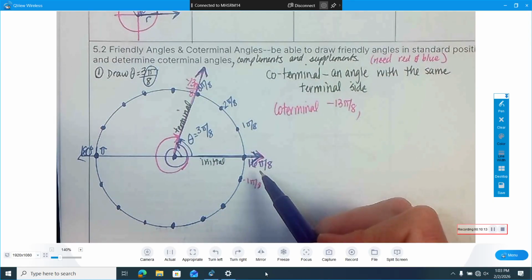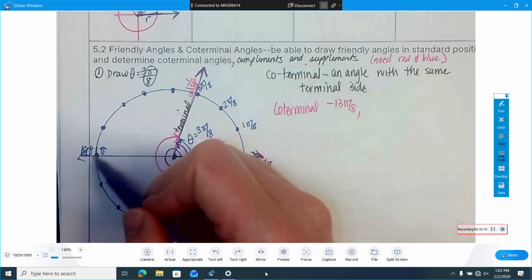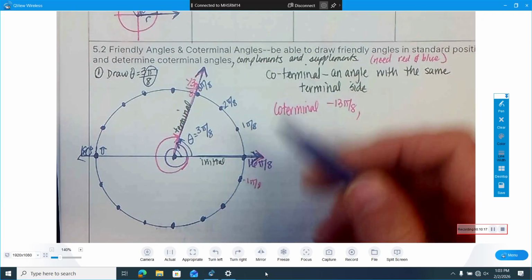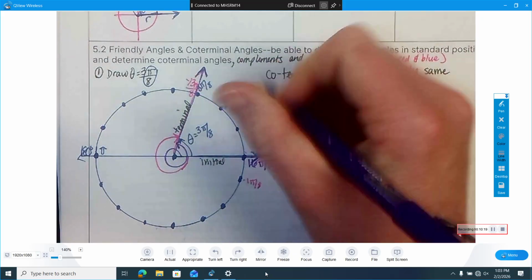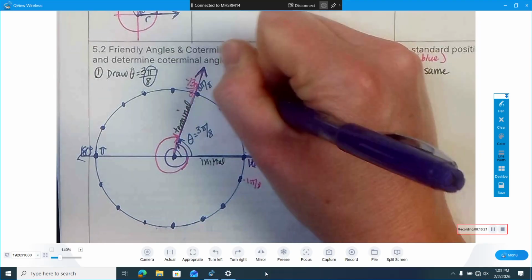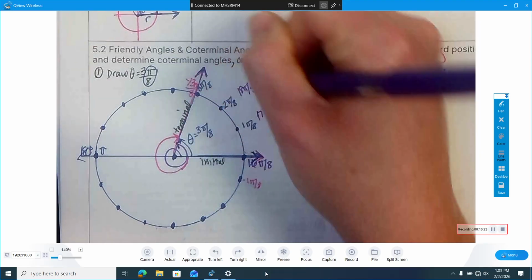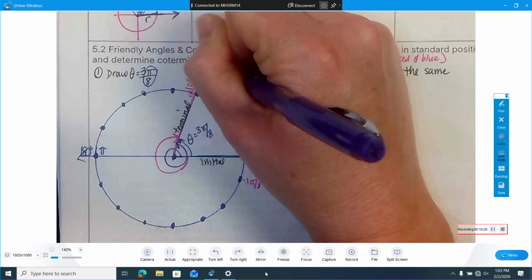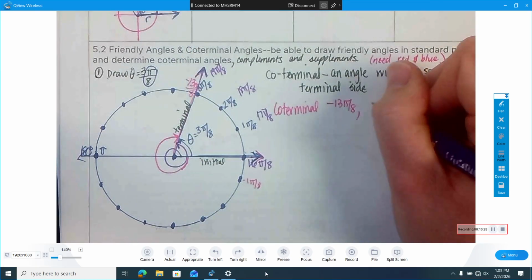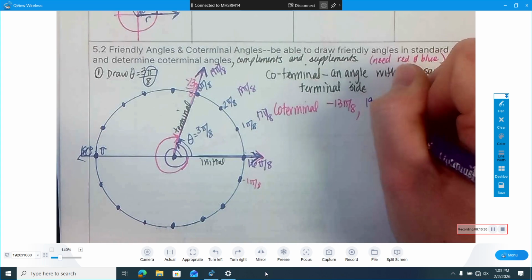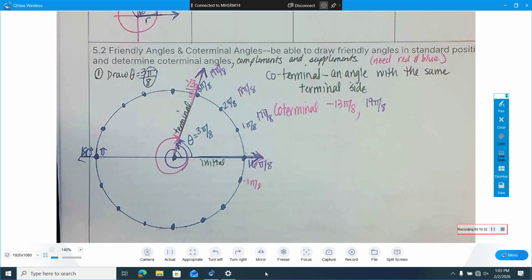Does that make sense to you, 16 pi's over 8? Okay, 8 pi over 8, and another 8 pi over 8 would be 16 pi's over 8, and then we keep on counting. 17 pi's over 8, 18 pi's over 8, and then 19 pi's over 8. So our other coterminal angle would be 19 pi's over 8. So we have a coterminal angle that's negative, and another coterminal angle that's positive. All right? You can't give the same answer twice.